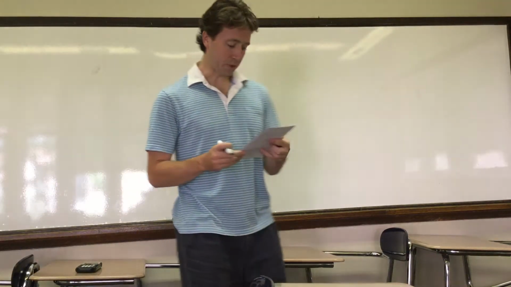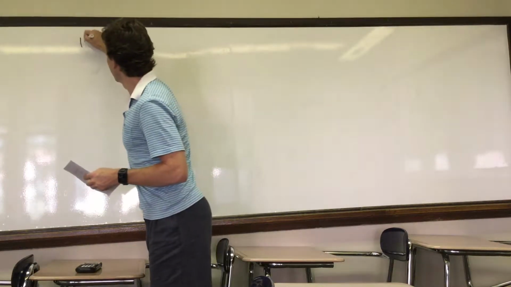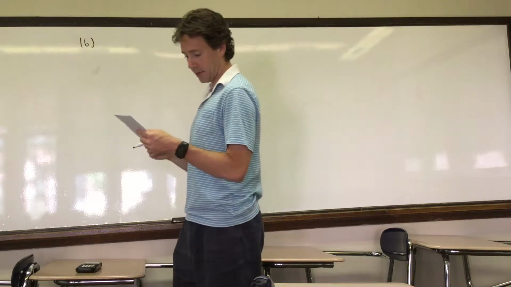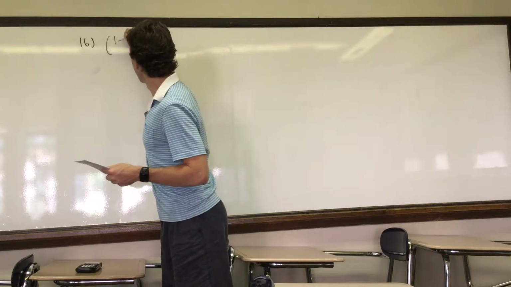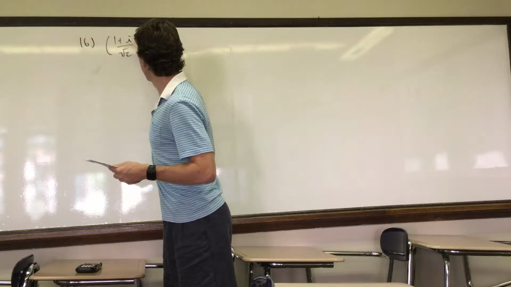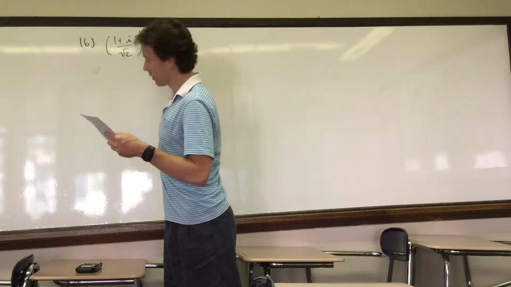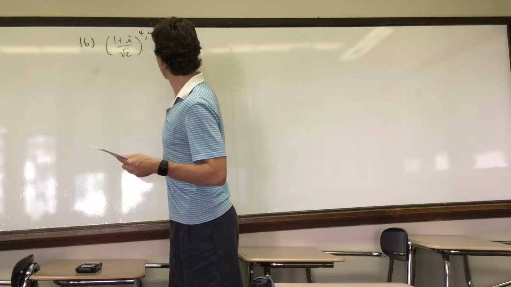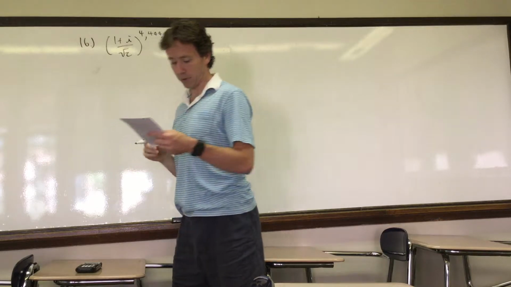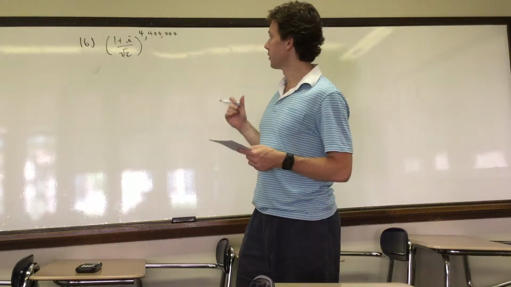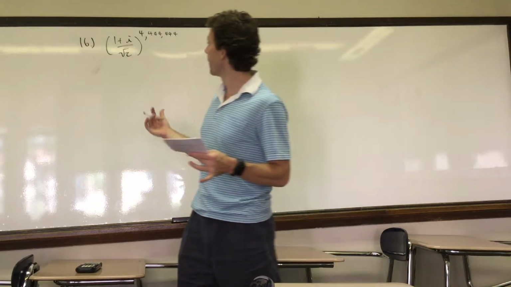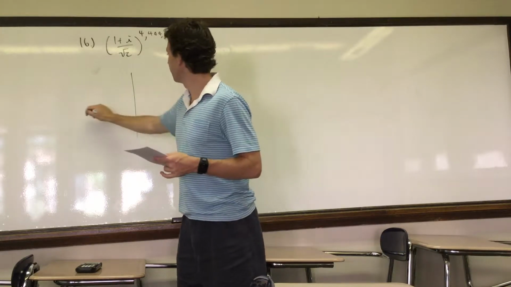Moving right along with problem 16. This one asks us to compute (1 plus i over square root of 2) to the 4,444,444 power. This is a hard question unless you know about the polar form of complex numbers.